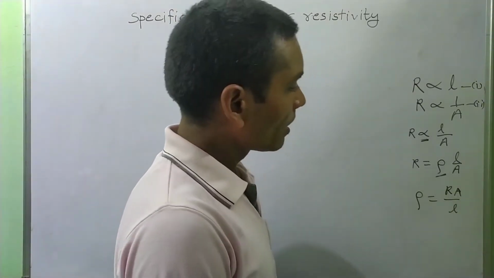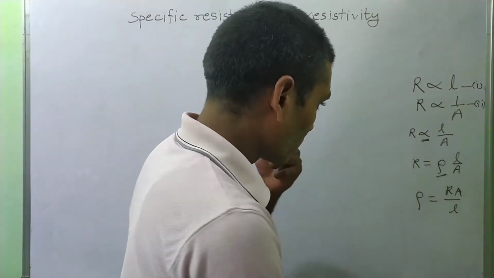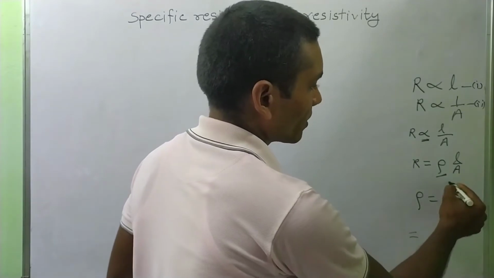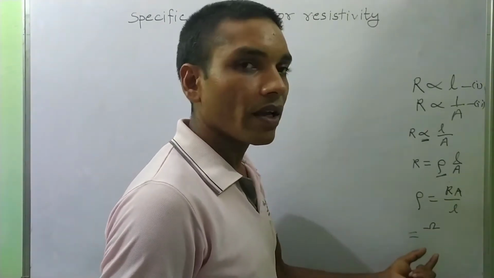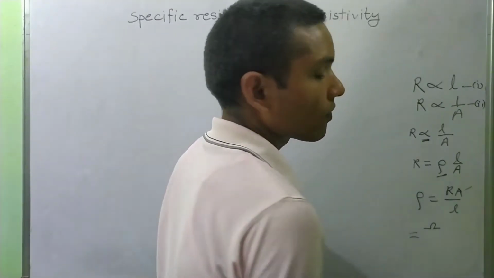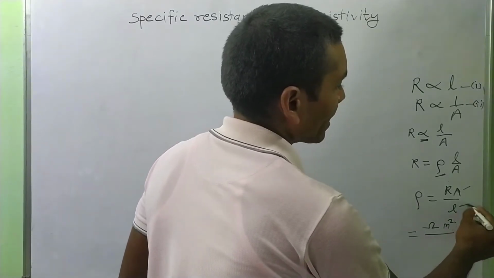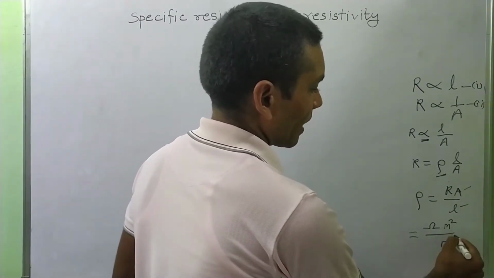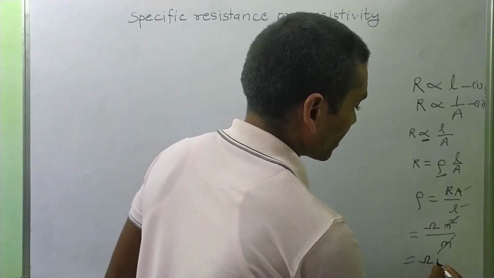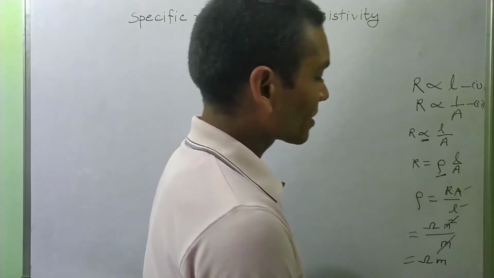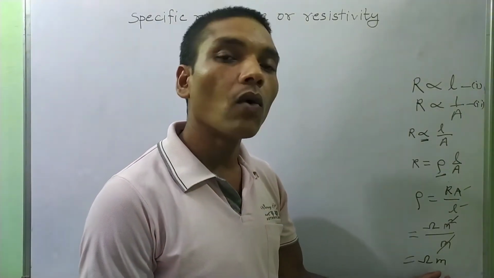Now we can find the SI unit of the resistivity. We know that the SI unit of resistance is ohm, denoted by omega, and the SI unit of the area of cross section is meter square, and length is meter. One meter will cancel, and the remaining part is omega meter. So the SI unit of specific resistance or the resistivity will be ohm meter.